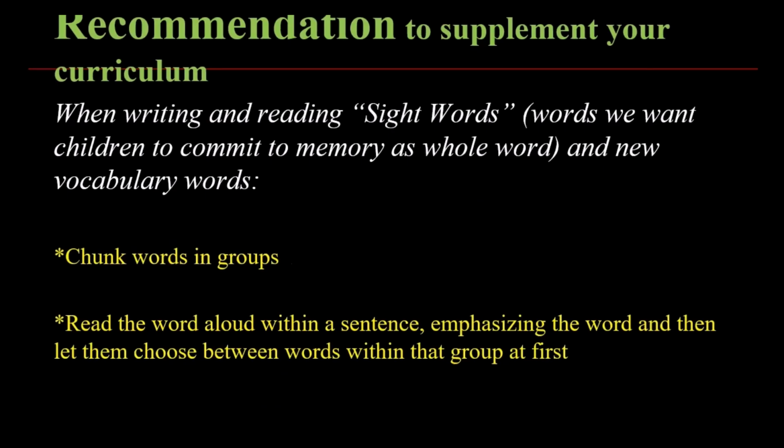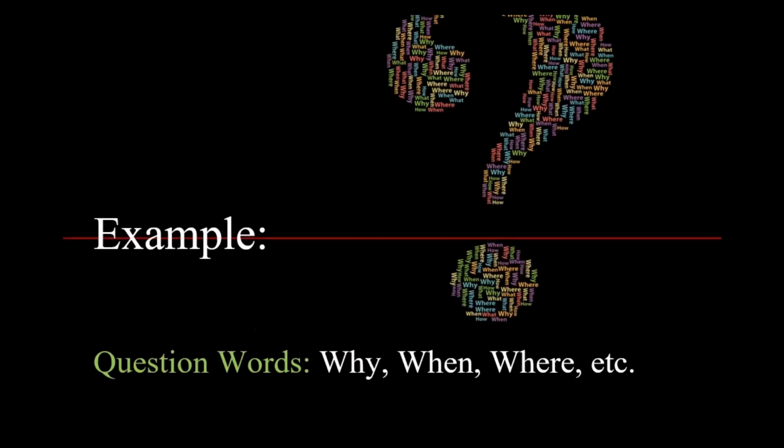There are some words, that 20%, that they're just going to have to commit to memory as a whole word, or phrase even. So I'm going to suggest, in addition to whatever you're using, that there are times when you chunk sight words or vocabulary words into groups. A good practice is to read the word aloud within a sentence, emphasizing that word, and then let them choose between words that you have put together in a group so that they begin to create a construct of groups of words. For example, question words. Those are difficult. They don't make sense when they're trying to decode. So you just have to commit those to memory.